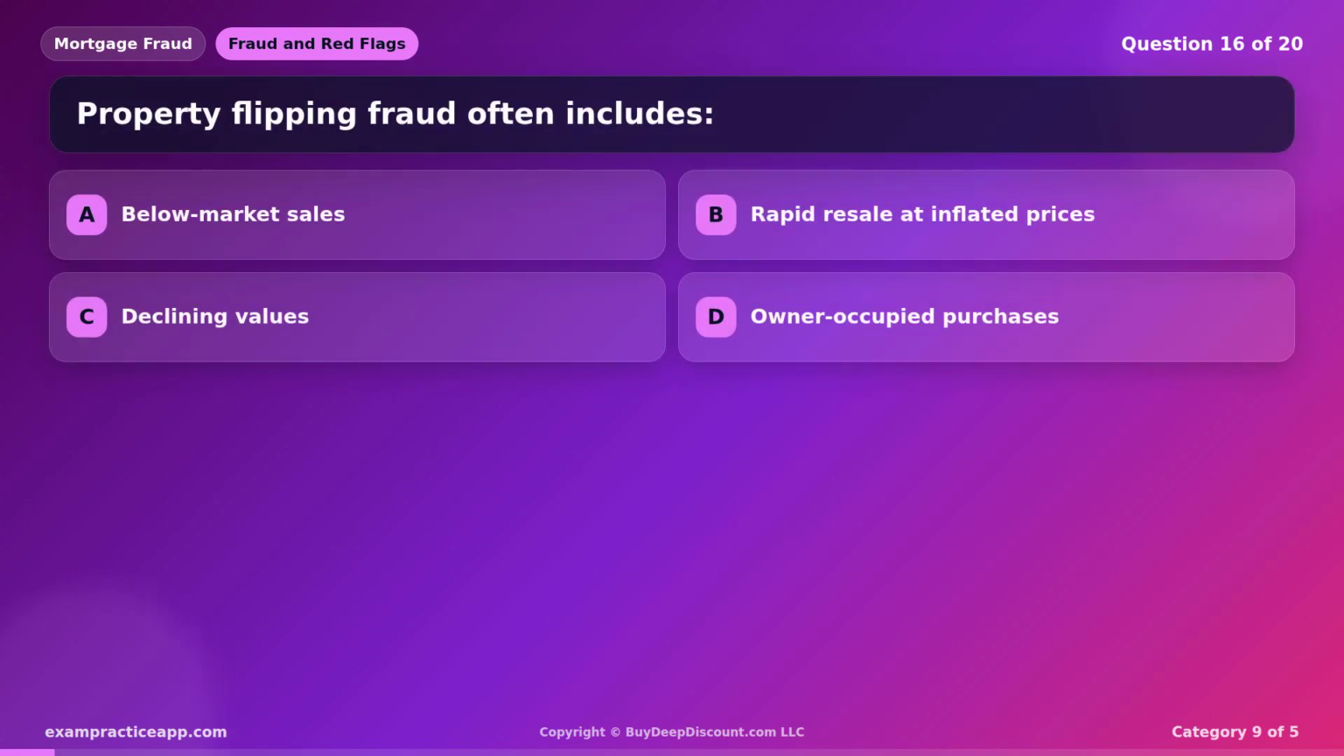Question 16. Property flipping fraud often includes option A, below market sales. Option B, rapid resale at inflated prices. Option C, declining values. Option D, owner-occupied purchases. Take a moment to choose your answer. The correct answer is option B, rapid resale at inflated prices. Explanation. Fraudulent flips inflate values artificially.